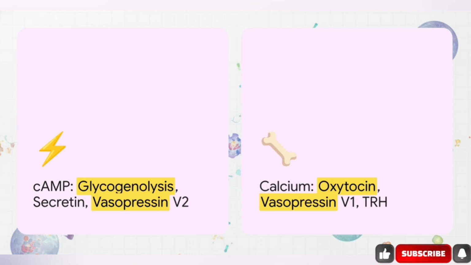But here's the classic tricky pair for exams, vasopressin. Vasopressin V1 receptors use calcium to cause vasoconstriction, while vasopressin V2 receptors use cAMP to insert aquaporin 2 for water reabsorption in the kidneys. Same hormone, different receptors, and completely different second messengers.